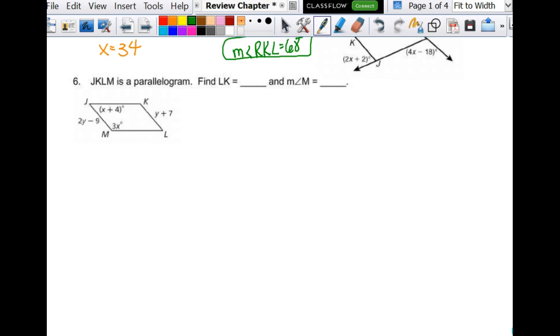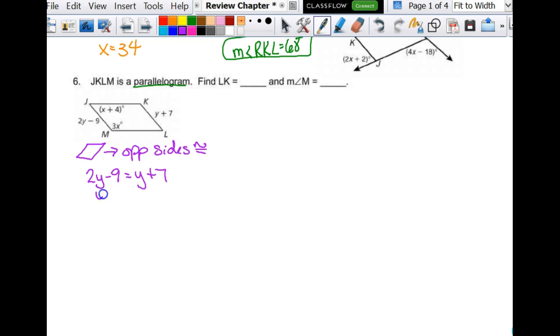So it tells me this is a parallelogram. Good to know. Okay, pay attention to what you're being told. Then I'm going to look for the measure of, or the length of LK. Well, if it's a parallelogram, then opposite sides are congruent. So I can say if it's a parallelogram, then opposite sides are congruent. That's how I know I can set 2y minus 9 equal to y plus 7.